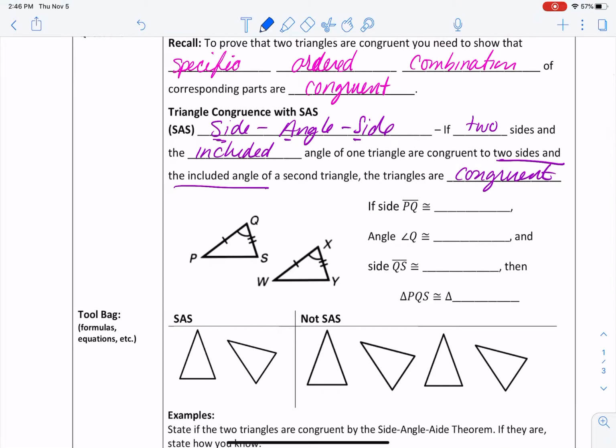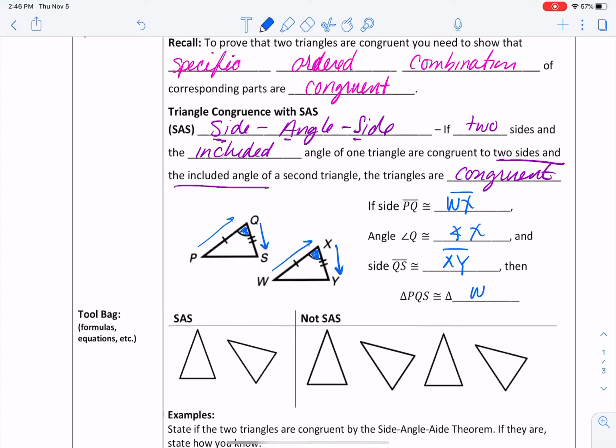So when we look at this first example, you can see that this is the included angle. That's what it means, it's between the two sides I'm talking about. So PQ needs to be marked as congruent to WX. Angle Q needs to be known to be congruent to angle X, and side QS needs to be congruent to XY. If those three pieces of information are shown, then we can state that triangle PQS is congruent to triangle WXY.